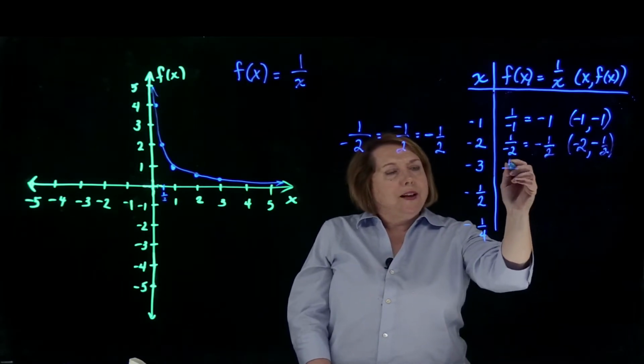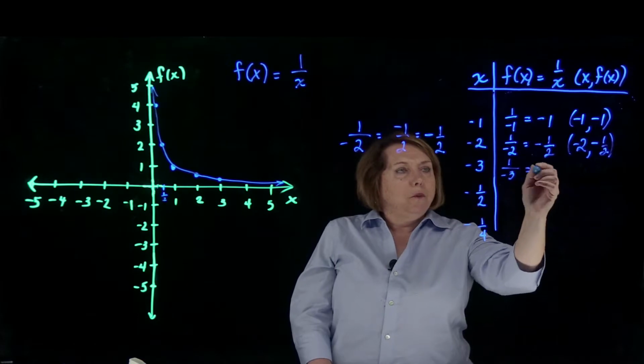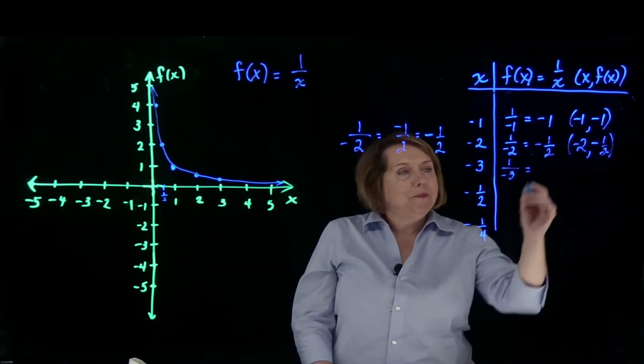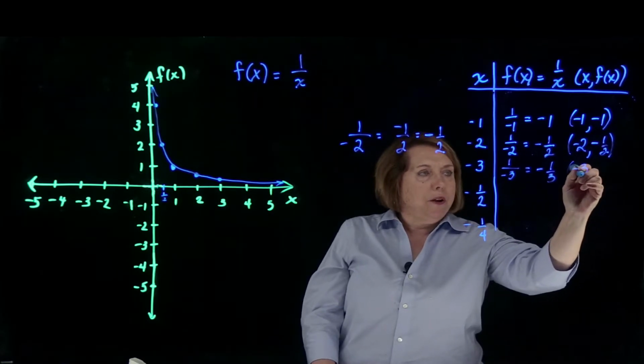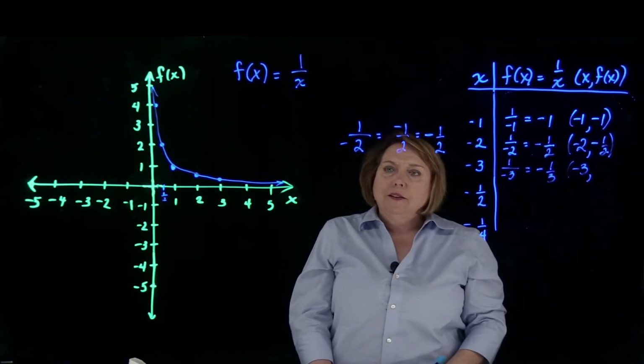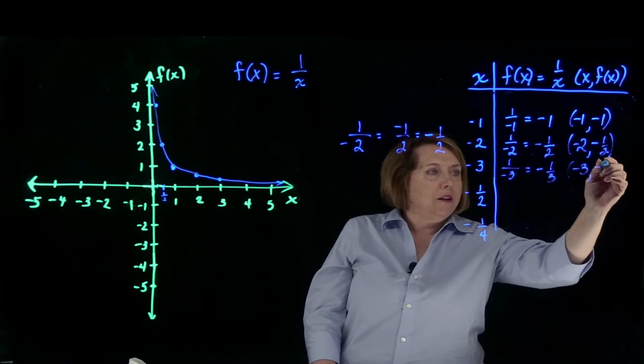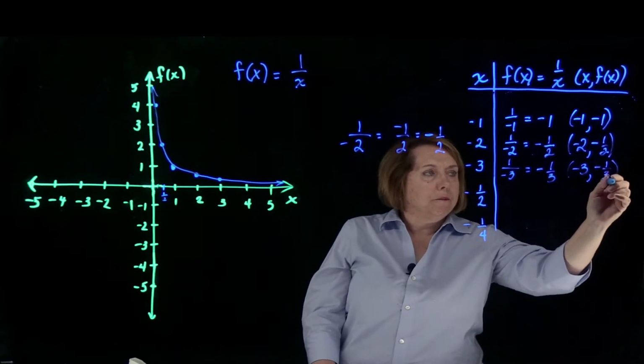Same goes for if x is negative 3, we'll have 1 over negative 3, which is negative 1/3. X is negative 3, and f of x is negative 1/3.